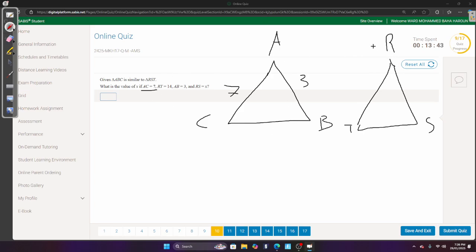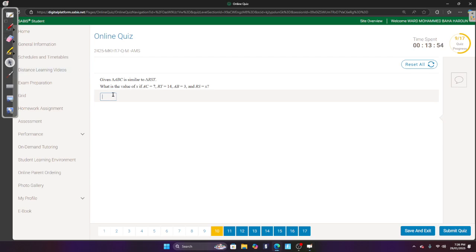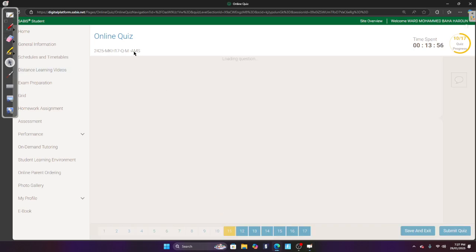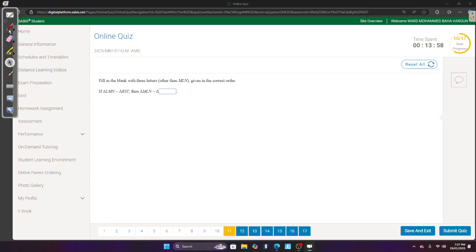See, it's literally right here. AB is equal to RS, and AB is equal to 3. So RS, what is it going to be equal to? It's going to be equal to 3 as well, because I don't even need to tell you why. This is literally the same concept.